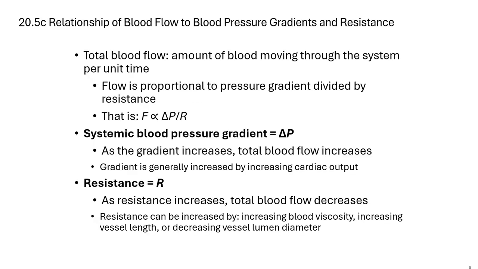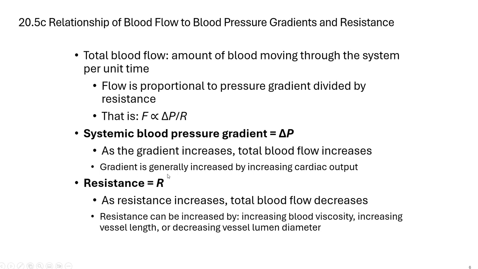Again, this formula that we looked at, flow is proportional to delta P, so change in pressure over resistance. And again, as the gradient changes in pressure, total blood flow is going to increase. So in other words, if you have a really, really high pressure in one area and a really, really low pressure in another, that's going to be a big driving force for blood to flow from the high pressure to low pressure. If you have small differences in pressure, there's still a gradient, but it's not as large, and so the flow rate isn't going to be as great.